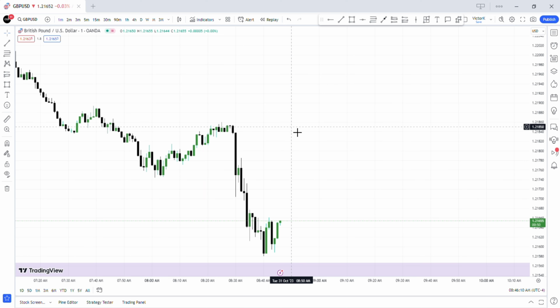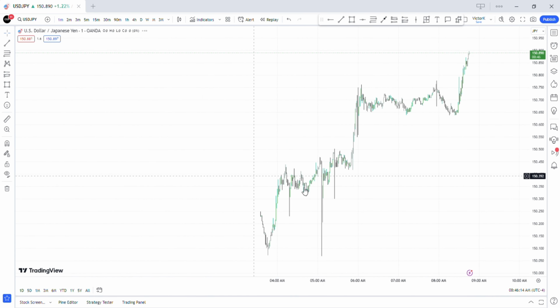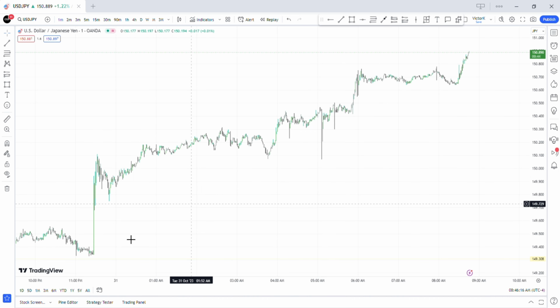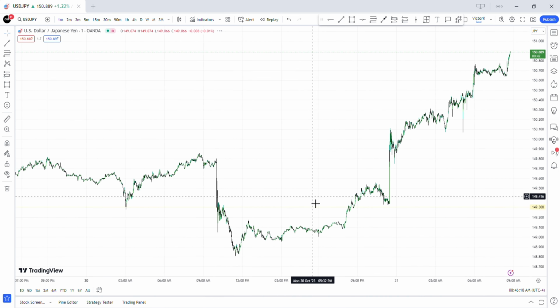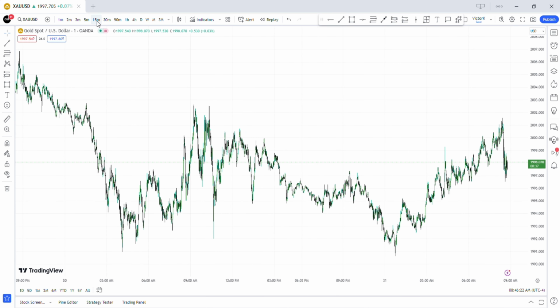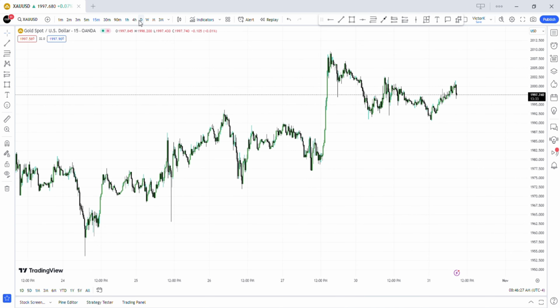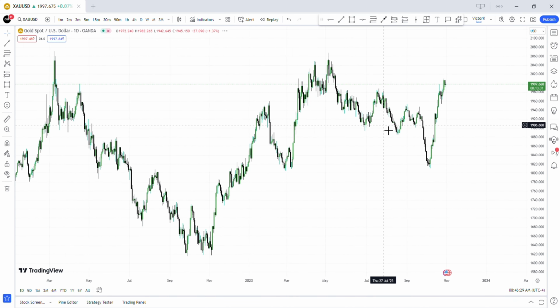Okay. So USD JPY, I'm not interested in this pair for now because of all the sporadic moves. I'm not interested in it. So gold, I don't think I have time to check gold, but let's just see what is happening here.